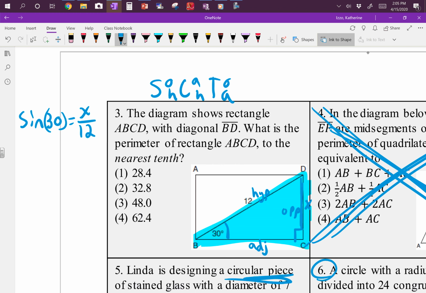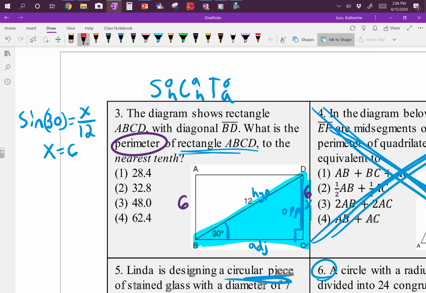And you can either menu 31 that sucker, or you can solve it the old-fashioned way. Just depends on how you're feeling. Regardless, you should get x equals 6. So we've got x equals 6, which would be awesome if it asked the height of the rectangle. If it asked for the height of the rectangle, we would be done. Unfortunately, it asks for the perimeter. Perimeter means we have to add all sides.